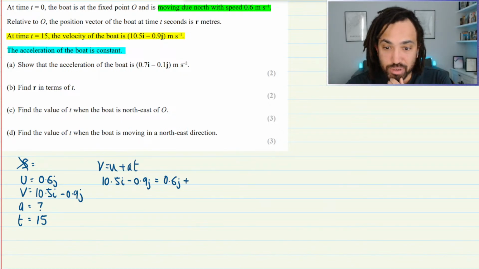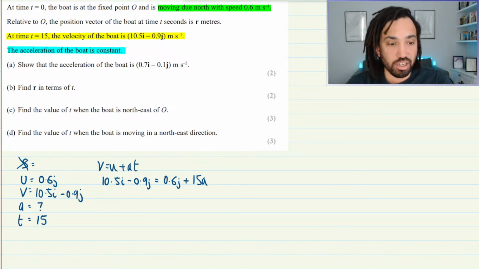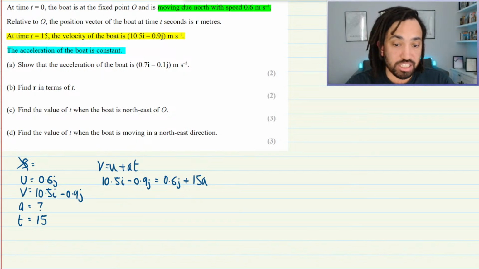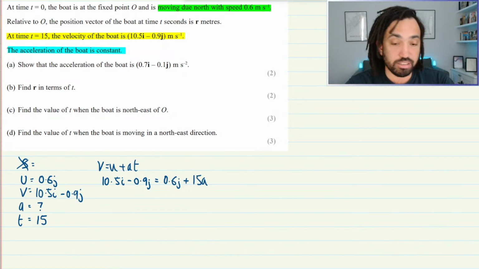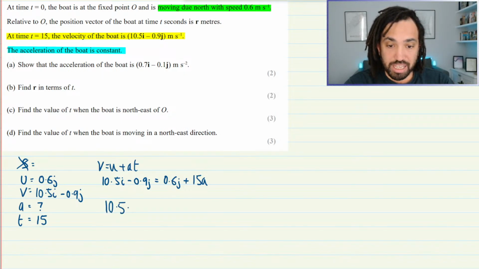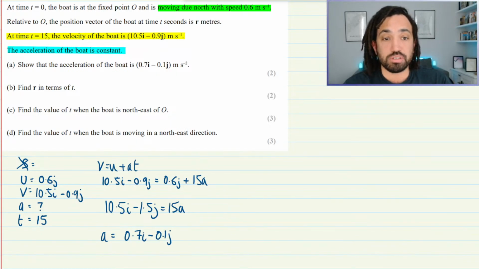Okay, so A we don't know, but 15 is T. Let's just solve this then. So let's move the 0.6j over to the other side, and that will give me this. And then let's just divide through by 15 and we get exactly what they want. Okay, that's nice. Right, on to the next one.